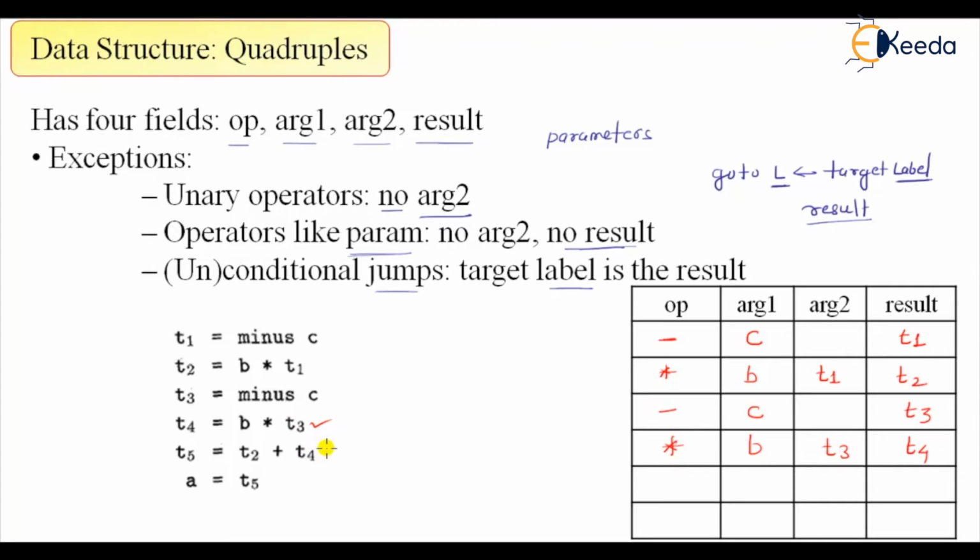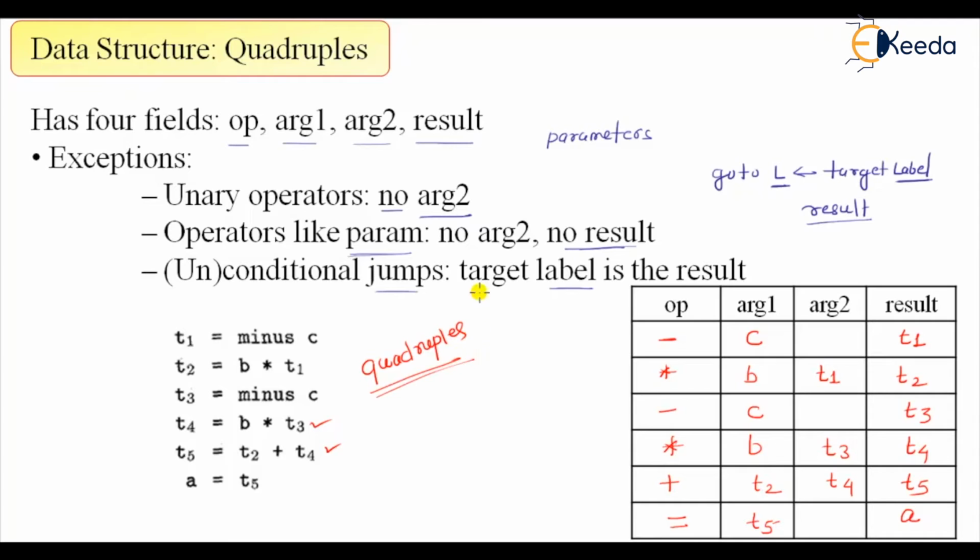Next is T2 plus T4. Here the operator is addition, argument 1 is T2, argument 2 is T4, and the result is in T5. Finally, we have the operator equal to, with argument 1 as T5 and the result in A. So this is your example of quadruples.